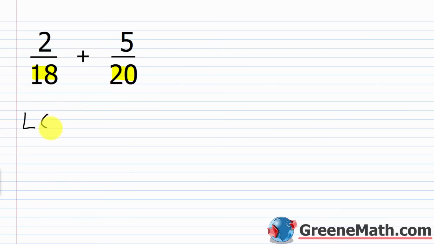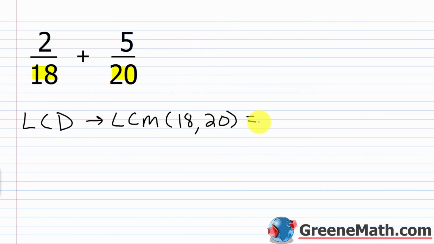So the least common denominator, which we abbreviate LCD, is going to be equal to the least common multiple, which we abbreviate LCM, of 18 and 20. So how do we find the LCM of 18 and 20? Well, we start by factoring each number. So 18 is going to be what? 9 times 2, 9 is 3 times 3. So 3 times 3 times 2.